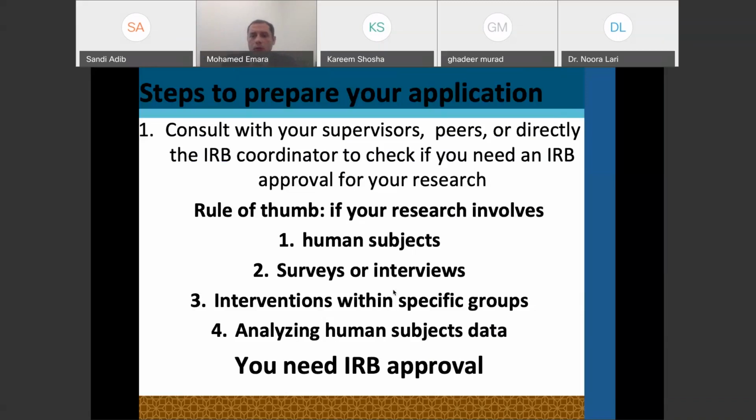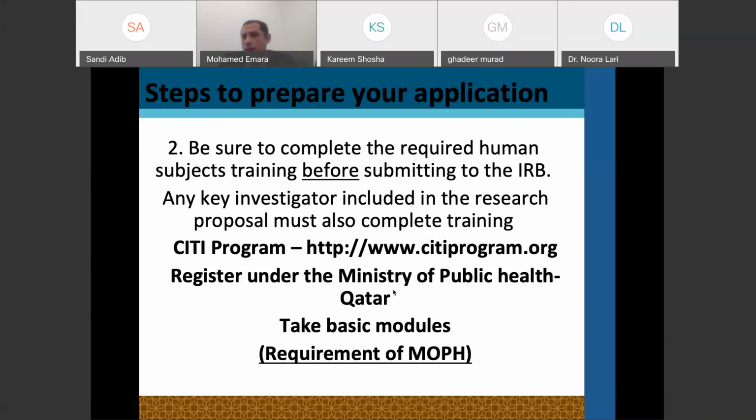And we're going to discuss the types of revisions or approvals. Okay, this is important. Be sure to complete the required human subject training before submitting to the IRB. Any key investigator here should be completing what's called the CITI program. And by the way, guys, this is a requirement from the Ministry of Public Health. Is it really implemented now at the Qatar University IRB? Not yet. Would it be? Yes, it's very possible. And very soon, because it's a requirement for the Ministry of Public Health.